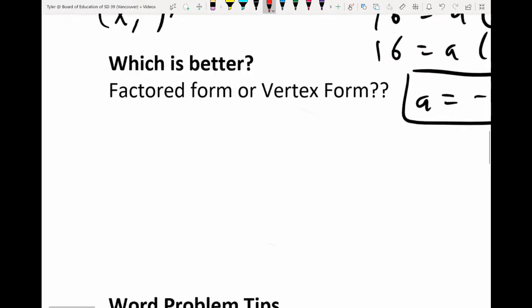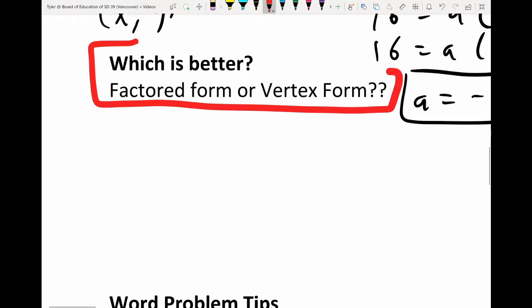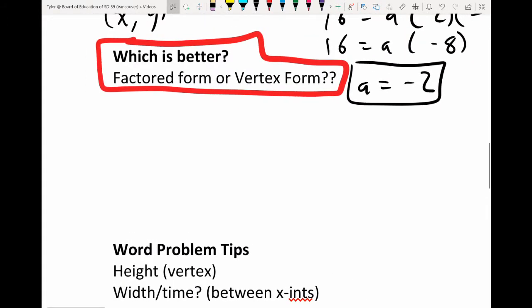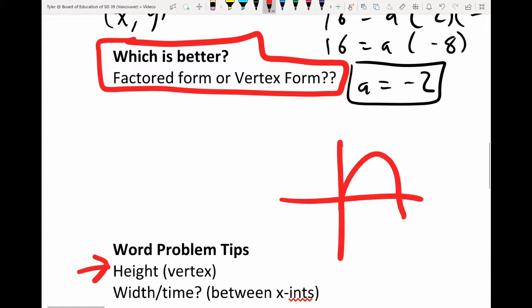So now, the big question is, which is better? Factored form or vertex form? I'm going to be honest, it depends on what you're trying to do. Ultimately, we're trying to get you ready for word problems. With word problems, a lot of questions will ask for different stuff. So sometimes it'll say, oh, what's the maximum height of a ball you threw? So what you want to do is imagine your parabola before you do anything and just think, what do I want to know? If you wanted to know the height, the highest point, well, that's the vertex.